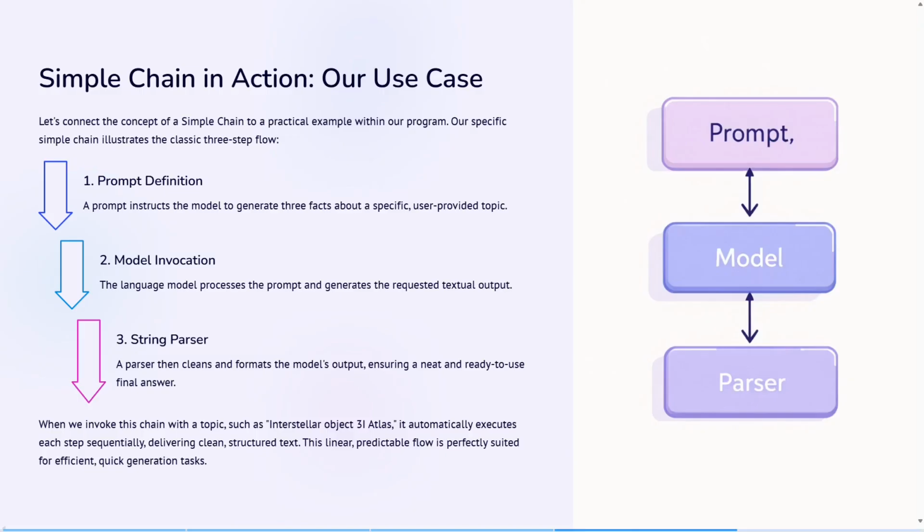And when we invoke a chain with a topic, the chain will automatically run each step in order and return clean, ready to use text. And because it's a simple chain, the entire flow is easy to understand and perfectly suited for quick generation tasks like this. We even visualize the chain using its built-in graphic representation, which shows exactly how the data flows through the pipeline. Now, we'll move on to the implementation of our simple chain.